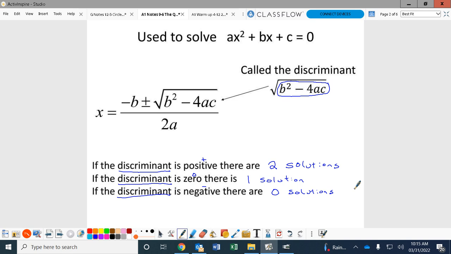0 solutions. You're going to have to know this because you're going to have to know how many answers to give me to each problem that we do, and knowing that discriminant is going to decide that. Okay, any questions before we actually start using it? Okay, guys, here you go.